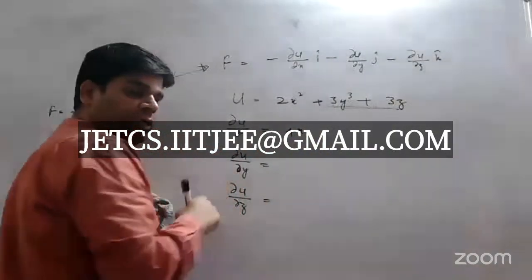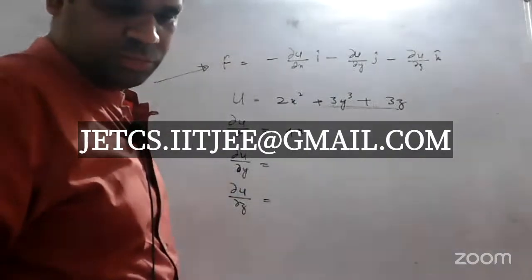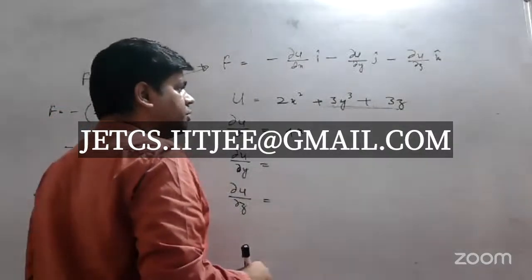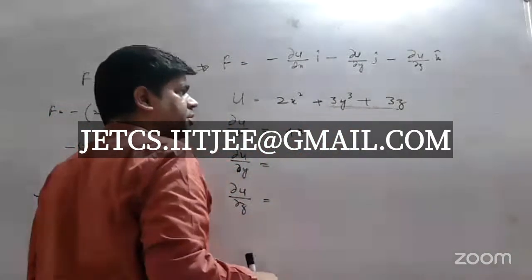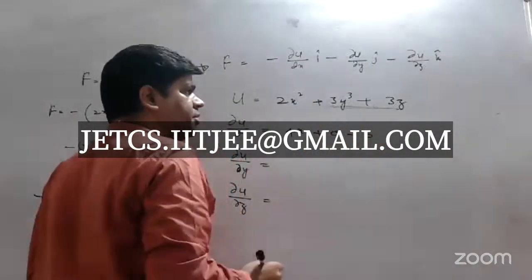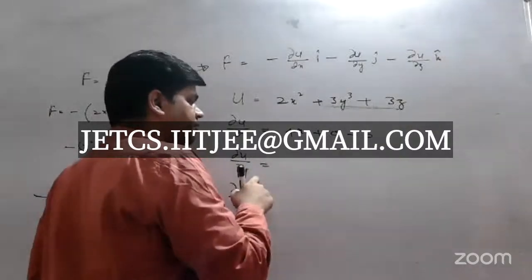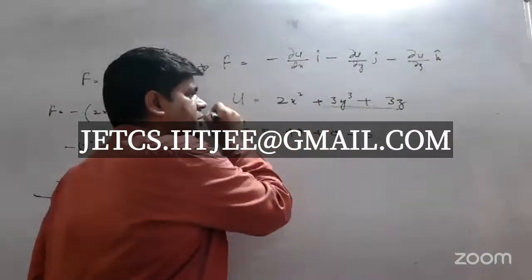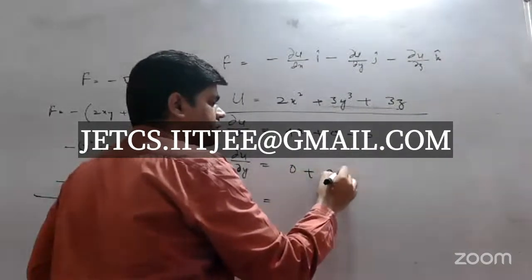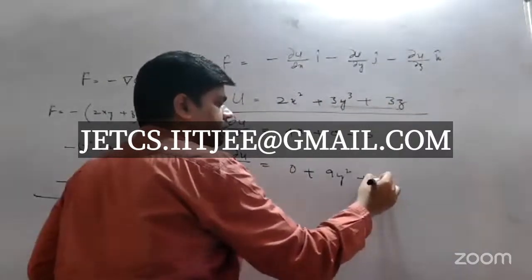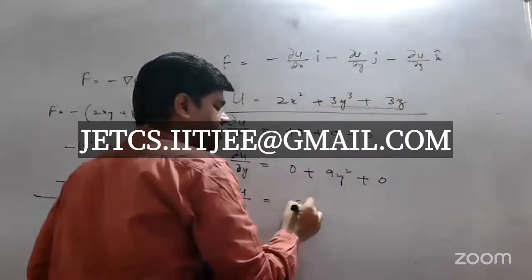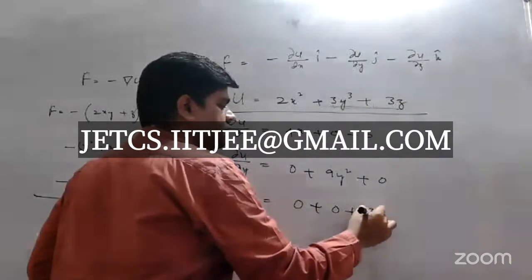Derivative of this with respect to y would be 0, since there is no term of y in the function. I'm talking about the derivative with respect to y. Differentiate this u with respect to y: 0 plus 9y square plus 0. Differentiate this with respect to z: 0 plus 0 plus 3.